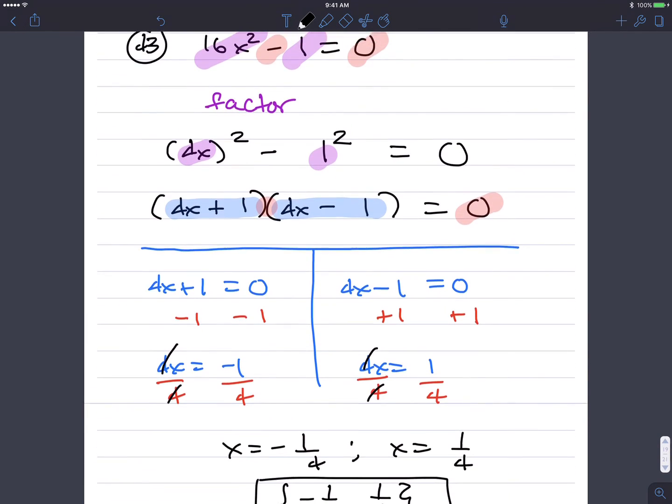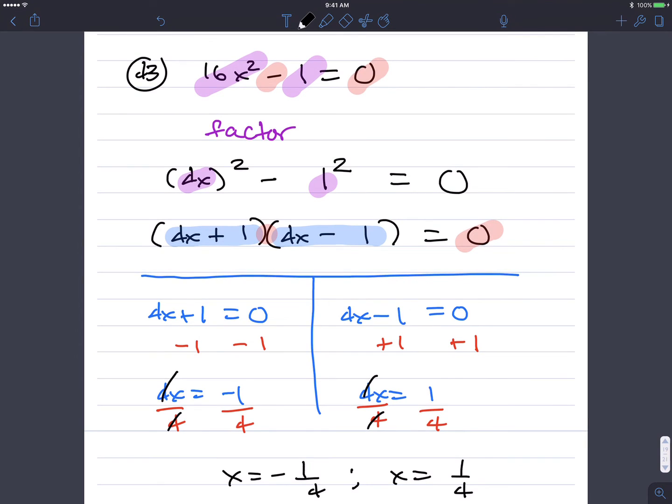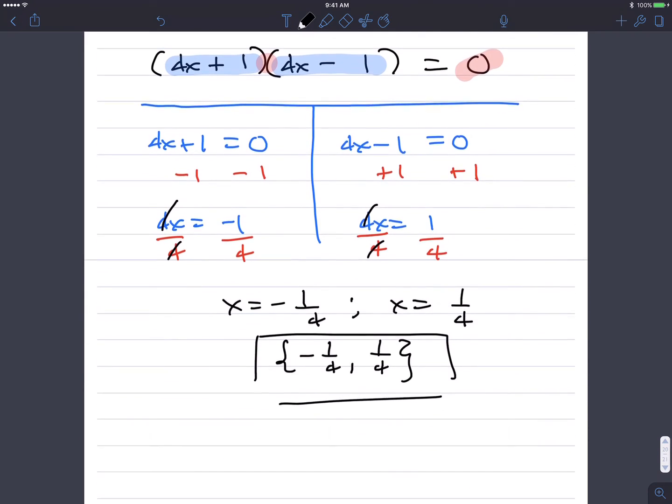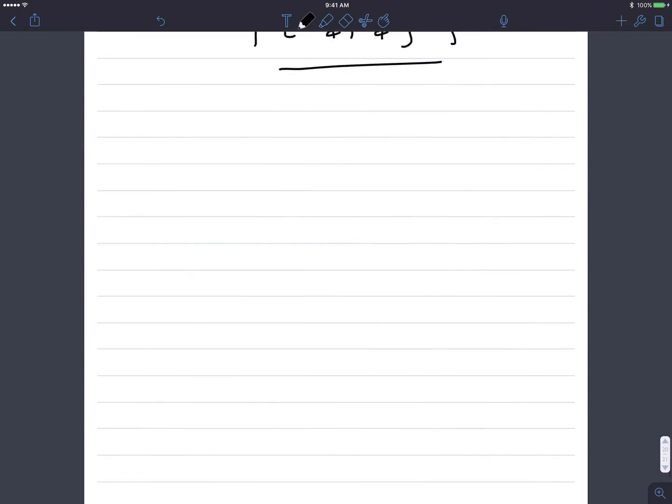Take a look. This is 43. You're solving a nice quadratic equation by factoring. So you're going to have to even know the special factoring formulas. So here we go. Here's 45.